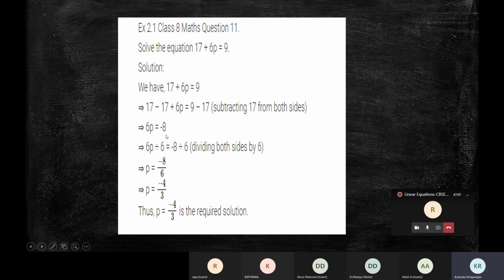So now we have 6P is equal to minus 8. Now get rid of 6 by dividing by 6 on both the sides. So you should not get rid of 6 first. You cannot get rid of 6 first. You should take away the one which is in addition or subtraction first, and then the one which is in multiplication or division.